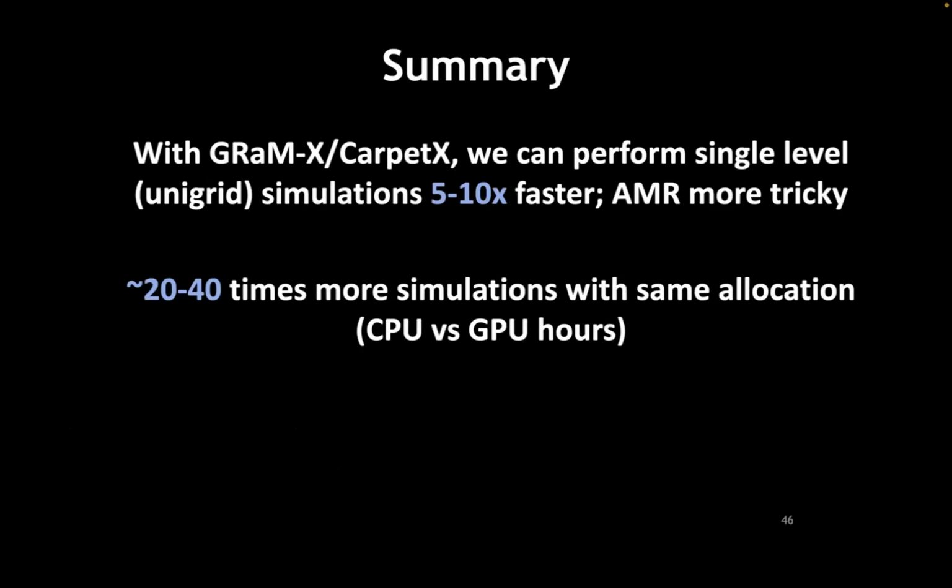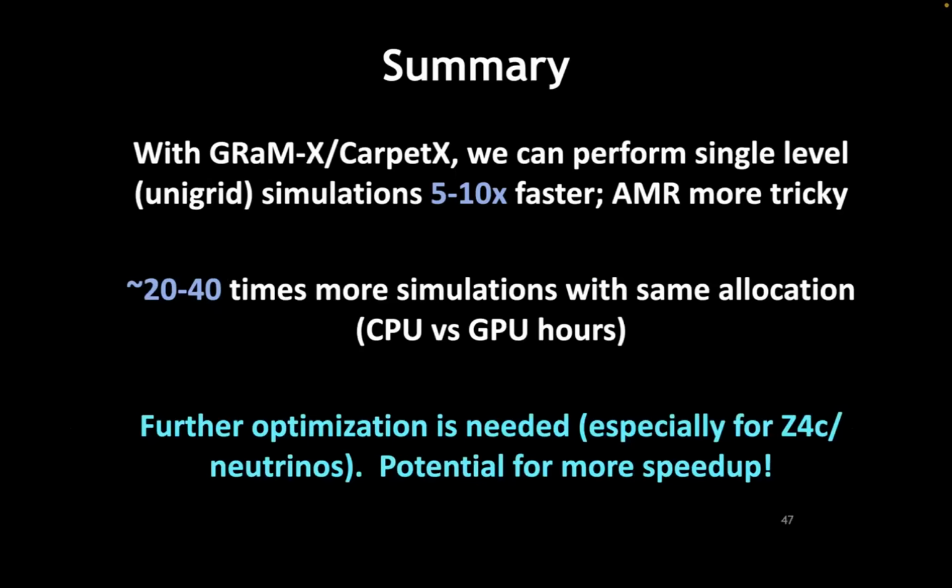We compare current CPU allocations on the fastest machine versus GPU machines. And this is just the beginning, right? There's a lot more optimization that is currently being done and is needed, especially for Z4C. Many of the codes that also interface with Z4C share a similar need for upgrading what we can do and how we can do this more efficiently. Same applies for neutrinos. So there's a lot more potential for more speedup to come. And I think in that way, the future on GPUs with the Einstein Toolkit is hopefully bright.